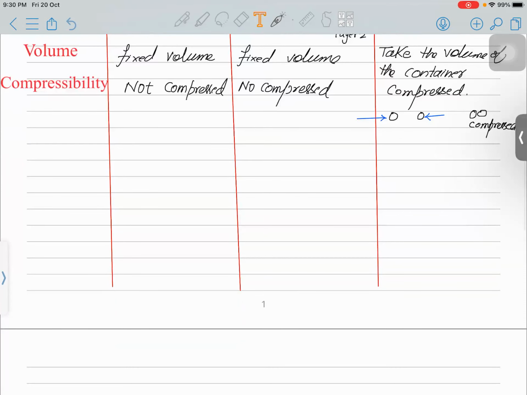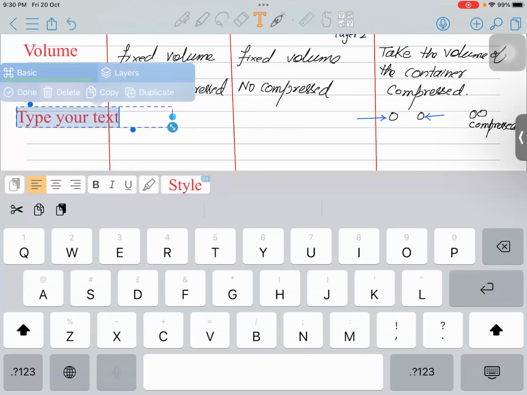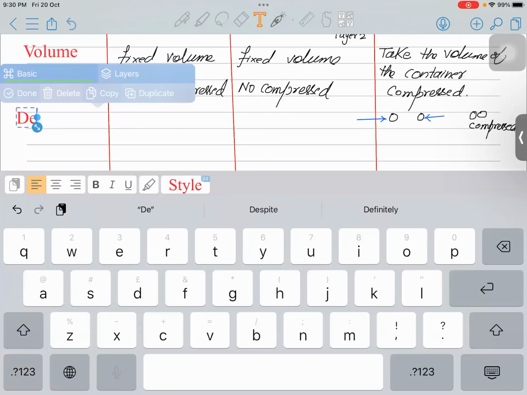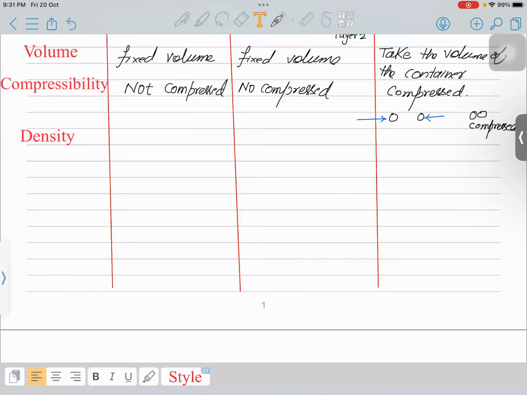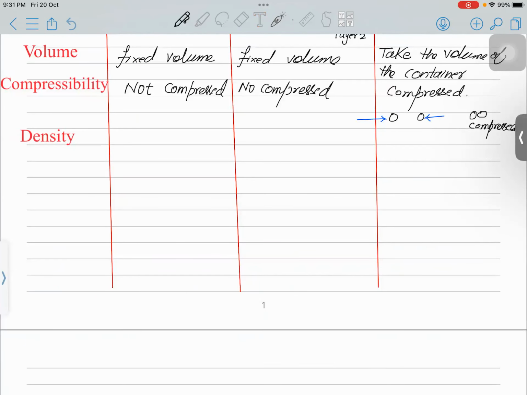Next is density. बताइए सॉलिड ज्यादा भारी होते हैं लिक्विड और गैस? Sir, solids. सॉलिड की डेंसिटी ज्यादा होती है, राइट? So they have high density. They have high density. Liquid has moderate density.